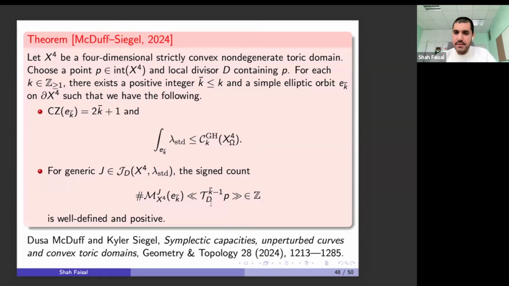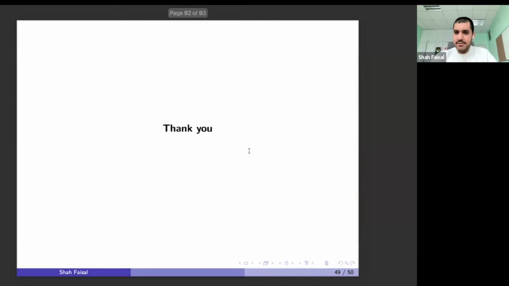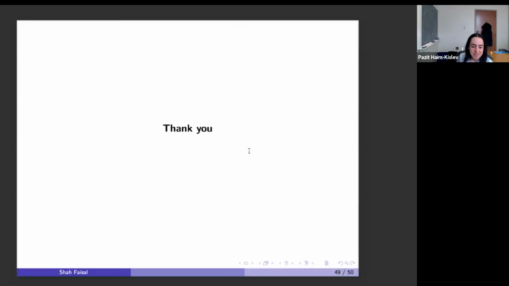And this is a theorem that is not explicitly stated in this paper of Dusa McDuff and Kyle Siegel, but it can be recovered from this paper. I think I'm done. Thank you.